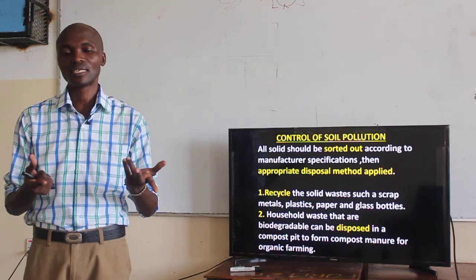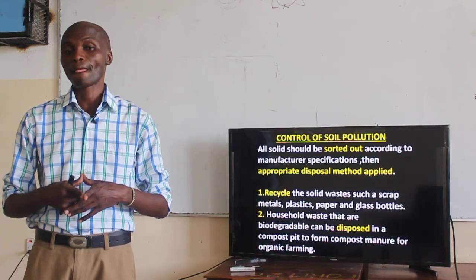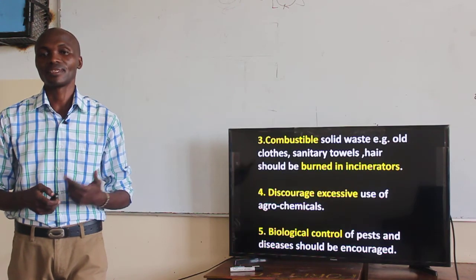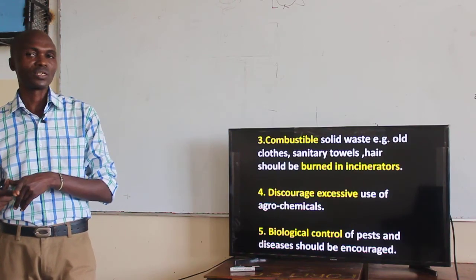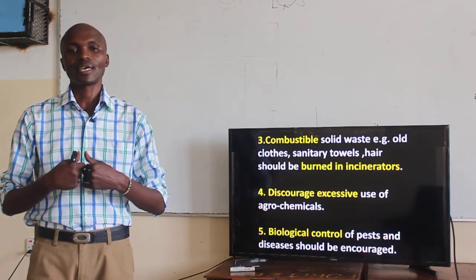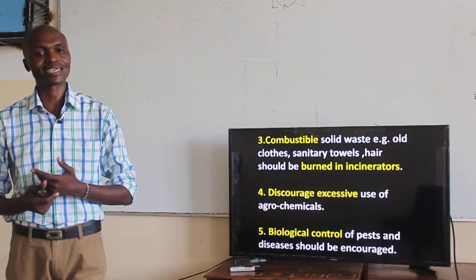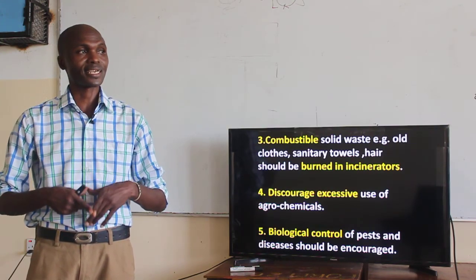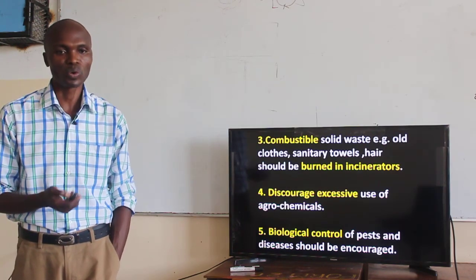For example, food waste can be disposed of in a compost pit to form compost manure that is actually vital for organic farming. That can be a source of organic fertilizer as opposed to inorganic fertilizer. Then we need a system whereby combustible solid waste, for example clothes, sanitary towels, and hair, should be burned in incinerators. Incinerators provide very high temperatures to make sure that those wastes are completely broken down.